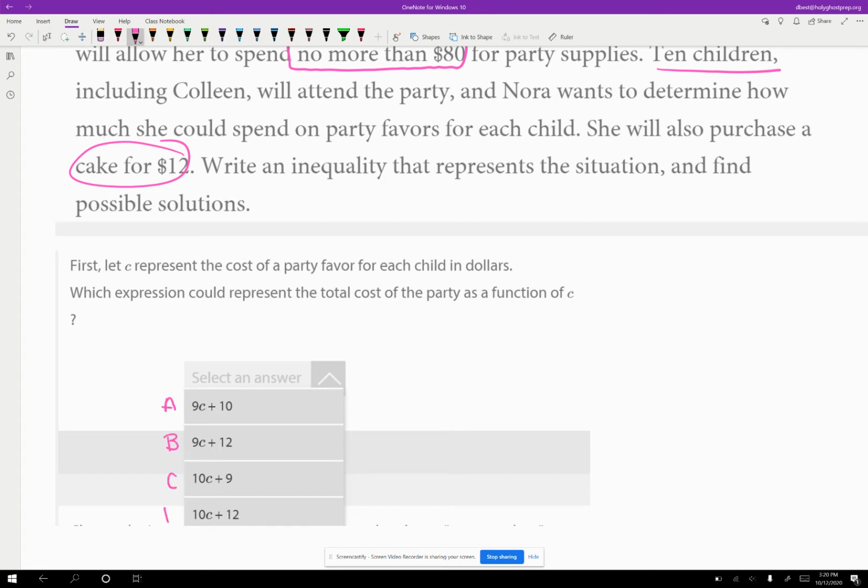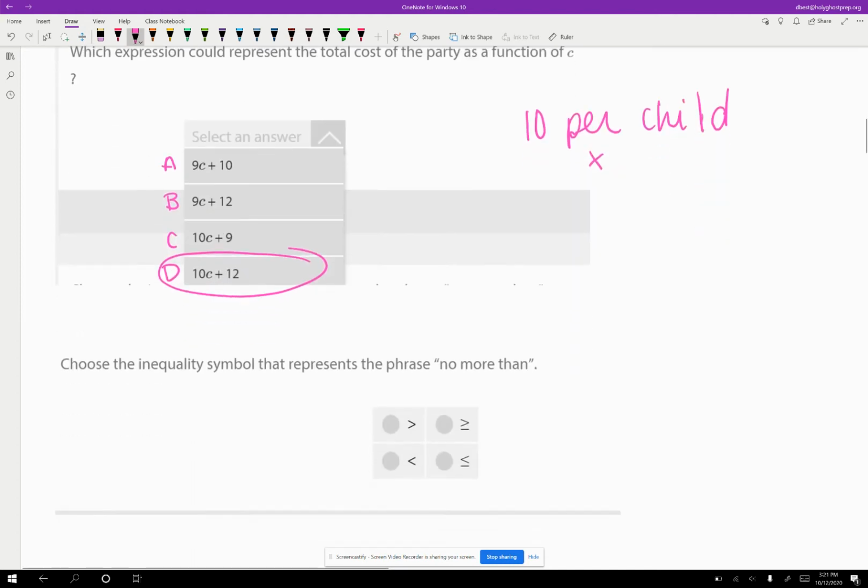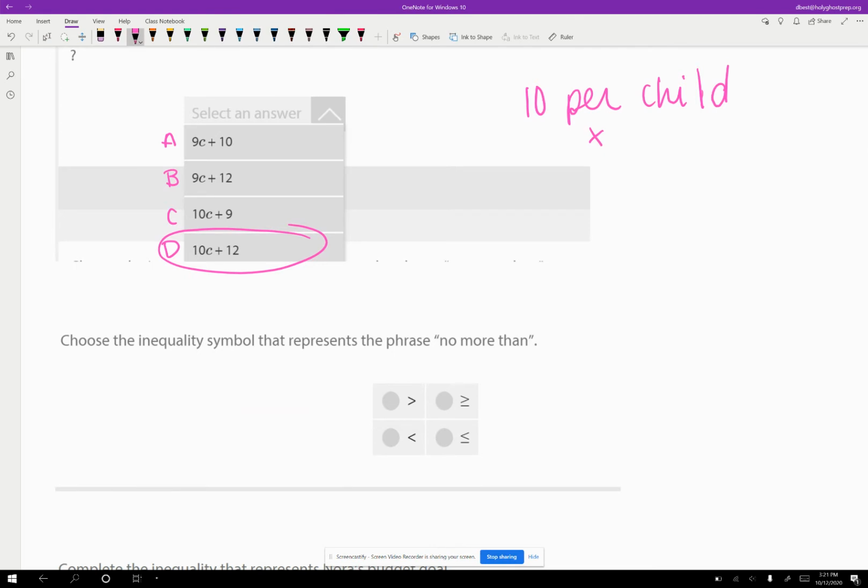And we'll call these A, B, C, and D. Hopefully you chose D because it's $10 per child. And hopefully you remember from our unit rate section that per means multiply. So 10 times child plus the $12 we spend on cake. So that's the first part, our total cost. Now we have to decide which inequality sign should we use to represent no more than. So our total cost, right, is no more than, and that would mean we have to use less than or equal to.